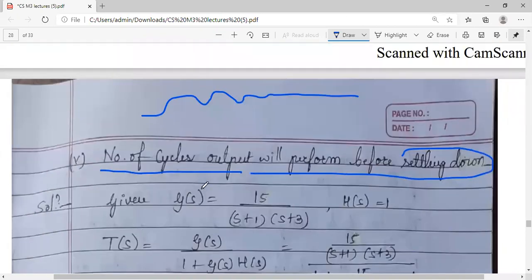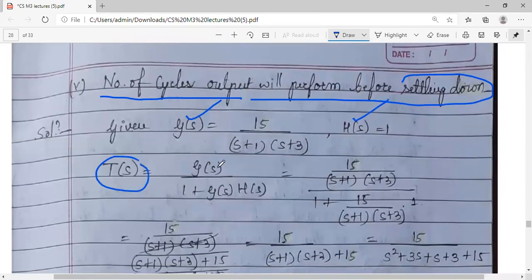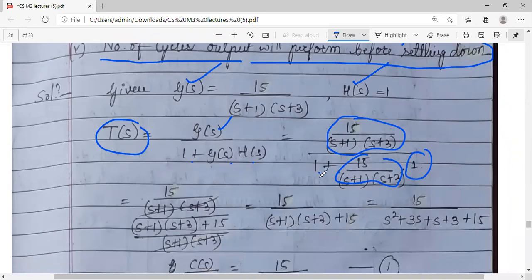Let us move. First, let us list the data. G of s and H of s are given to you. So I'll go for the transfer function as usual, G divided by 1 plus G into H. G is given to you, put it in the numerator, divided by 1 plus G into H. It is a unity feedback, so H of s is 1. Finally, you have to simplify the denominator. Take the LCM of the denominator, take this multiplication, I will get it here, plus 15. All the other terms in the numerator I have put as it is. Denominator LCM I have put as it is. So the denominators both cancel. You will be left with this term.